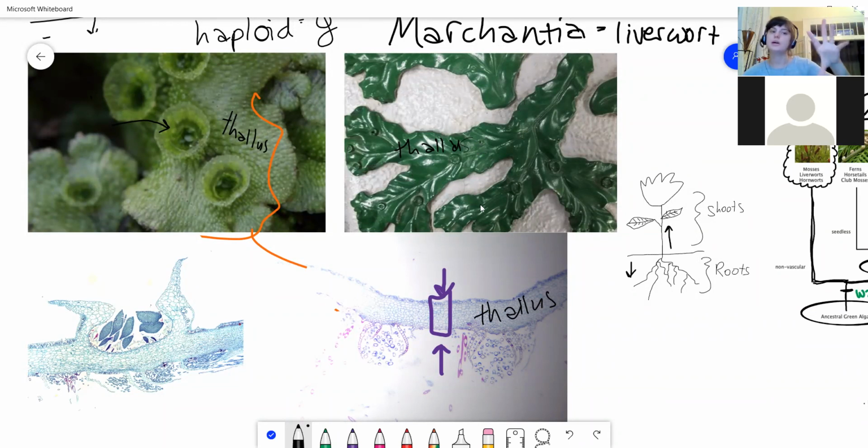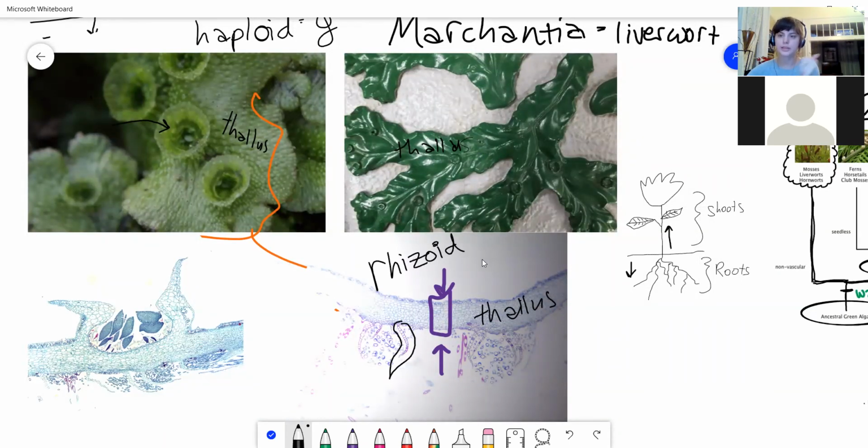Mosses don't get super tall. This is a very tiny flat thing. It's low to the ground. And they have these things that kind of look like roots. It's called a rhizoid. Rhizo means root, rhizoid means root-like. So it's not a true root because true roots have vascular tissue.